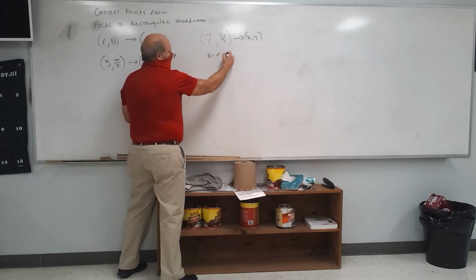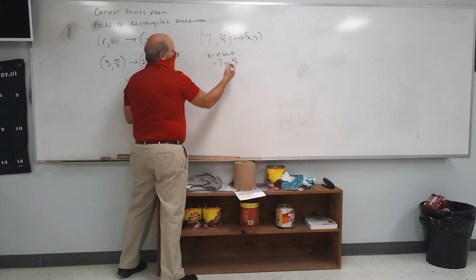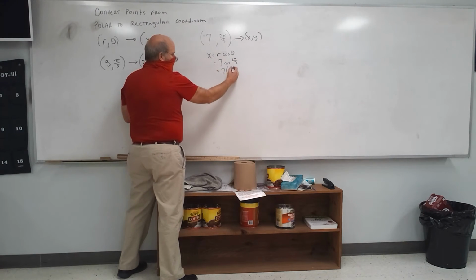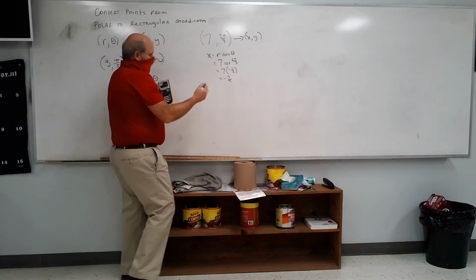X is going to be r cosine theta, or 7 times cosine 2 pi over 3. You know what cosine 2 pi over 3 is. It's negative 1/2. So this is 7 times negative 1/2, or negative 7/2, negative 3.5. You can verify that on your calculator if you want to, but it really is.